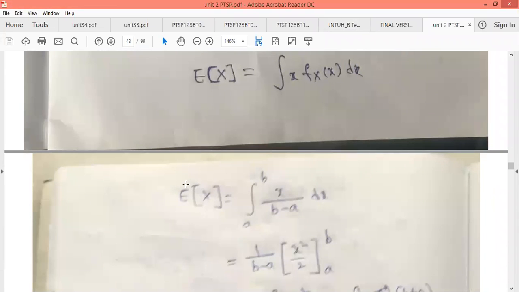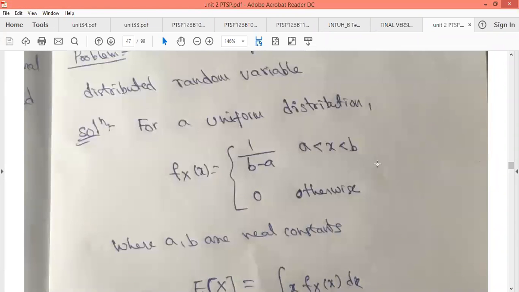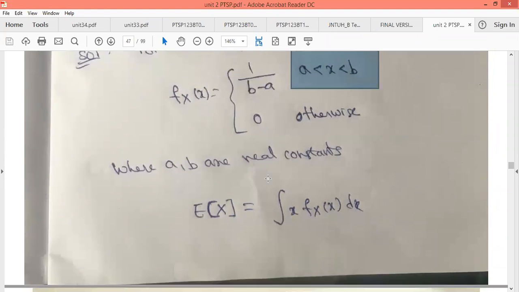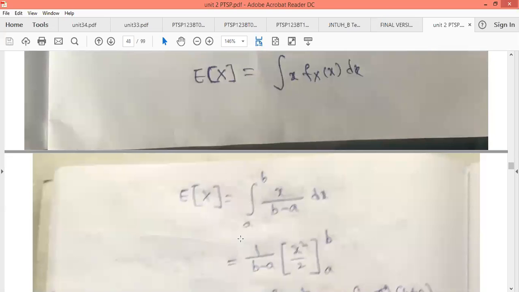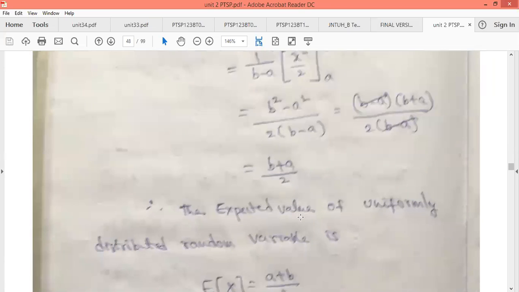Okay, so expected value of x can be written as, you see here, this 1 by b minus a is defined only for a less than x less than b. Only for this duration, what is f_X(x)? It is equal to 1 by b minus a. So for the integral from a to b, what is given? x by b minus a dx. Okay, so if you solve this, we get expected value of x is equal to (b plus a) by 2.